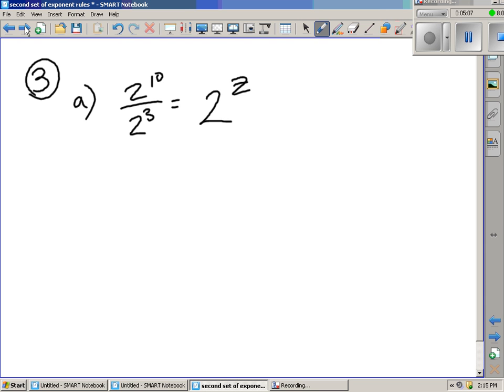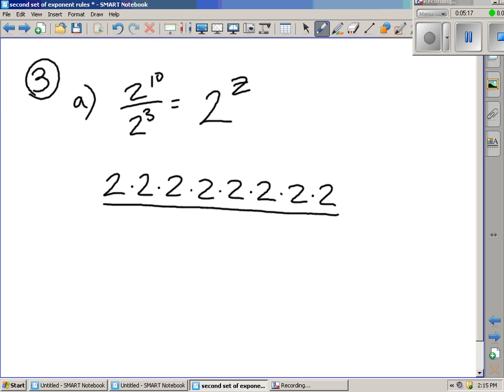Example 3a, 2 to the 10th power over 2 to the 3rd. In this case, we want to write out what 2 to the 10th is equivalent to. The power tells us how many times to write the base. So I need to write the base 1, 2, 3, 4, 5, 6, 7, 8, 9, 10 times.